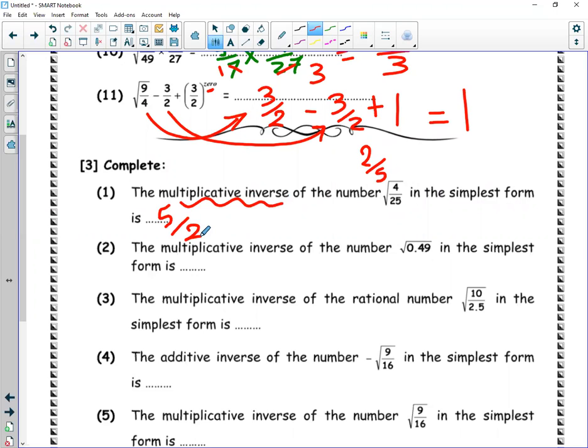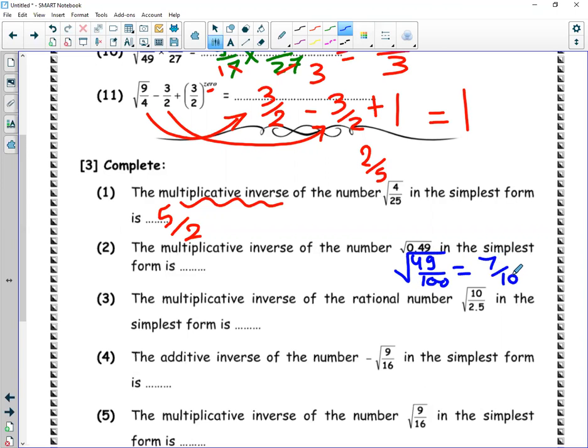Number 2, the multiplicative inverse of the number 0.49 in the simplest form. It will be 7 over 10, 0.7. You can answer, Noor. 1 over 0.7. 0.49, we will write it 49 over 100 under the square root. So the answer will be 7 over 10.